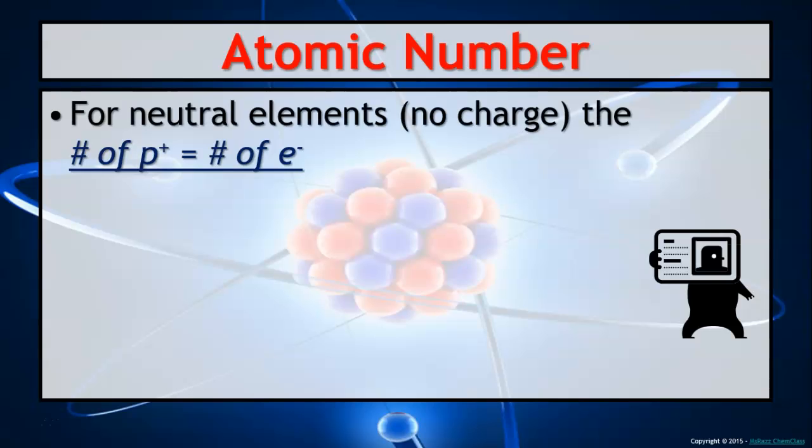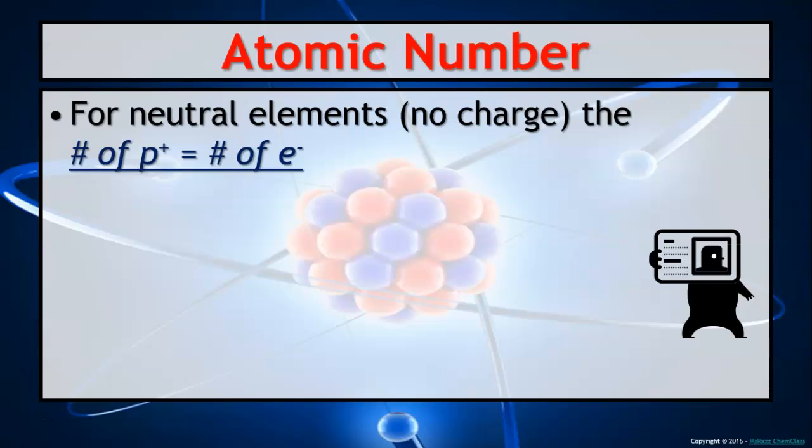So we have almost exclusively to this point been talking about what we call neutral elements or neutral atoms. They have no charge. And when we're talking about a neutral element, we're talking about an atom that has the exact same number of protons as it does electrons. That means it has the exact same number of positive particles as it does negative particles. So every positive is offset by a negative, which makes it neutral.